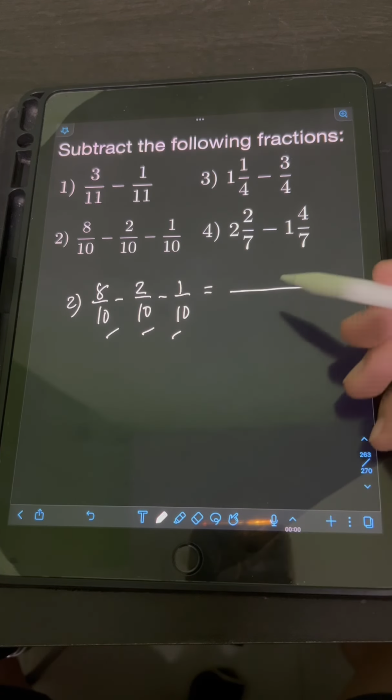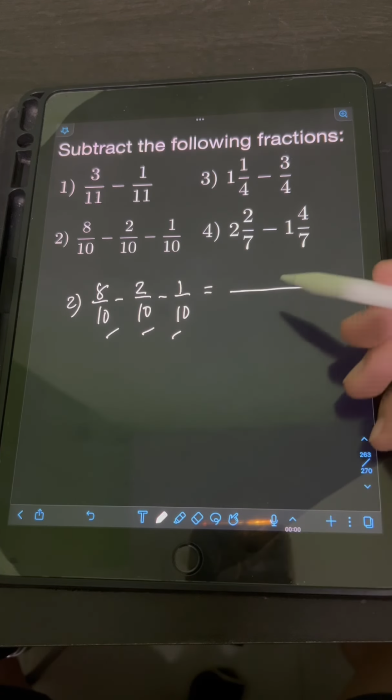So this 5 over 10 is not yet in lowest term. You can still divide both numerator and denominator by the GCF of 5 and 10, which is obviously 5. So we have 5 divided by 5 is 1, over 10 divided by 5 is 2. So the final answer is 1/2.